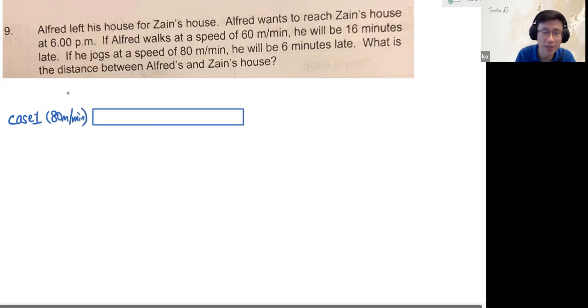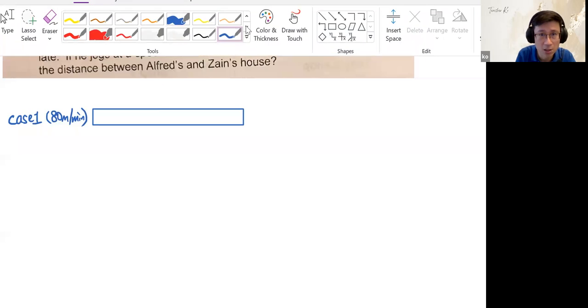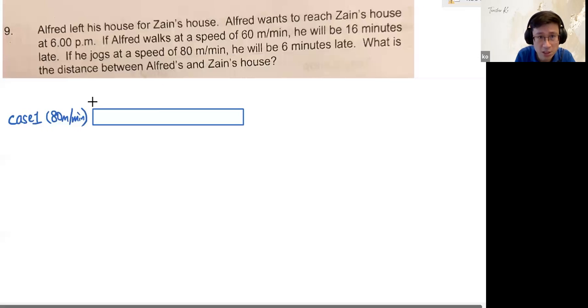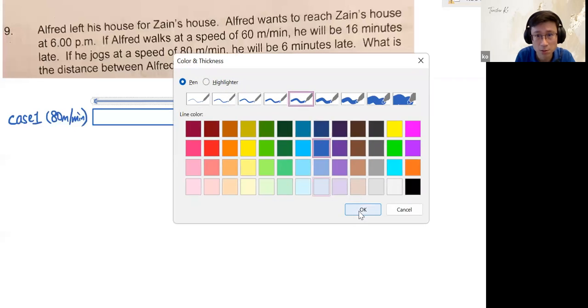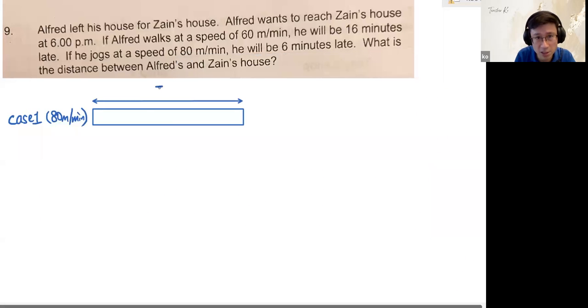So if you travel 80 meters per minute, I do not know the time taken, so I'm just going to let it be t. The time taken is just going to be t. So the distance traveled is simply speed times time, which is 80 times t.